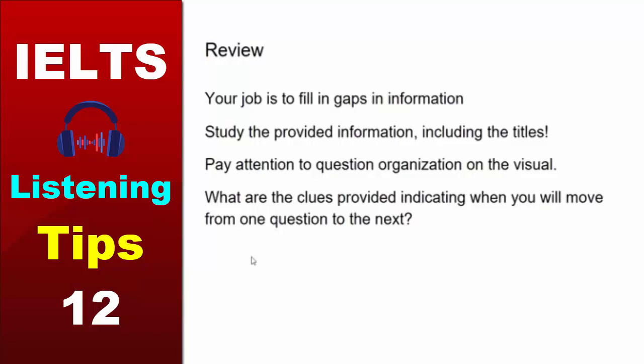You're going to have time to study that information, including the titles. Look for labels, look for any information to get acquainted and familiar with what's provided to you. Then pay attention to the organization of the visual. Where are the questions located? What information is there to give you an idea about when you're going to move from one question to the next? Usually there's some type of label or some bolded information in the notes, some key indication to tell you when to move from one question to the next. Okay, so that's how to approach this type of question that has many different forms on the IELTS listening paper.